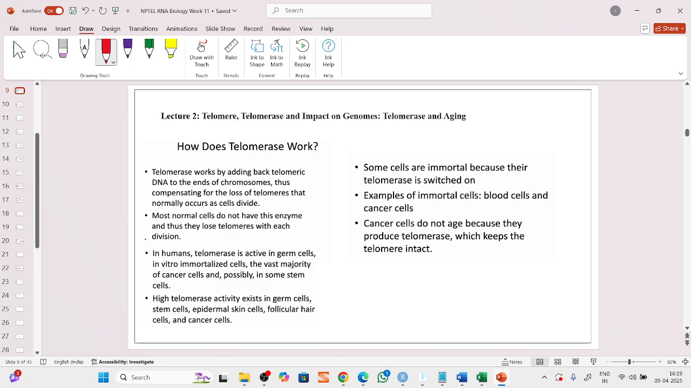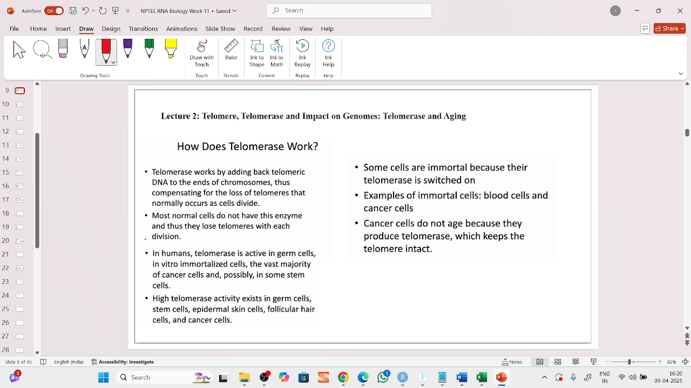But this doesn't happen. In humans, telomerase is active in germ cells. In vitro immortalization, okay. The vast majority of cancer cells and possibly some stem cells. In vitro, if you are making any cell immortal, then the telomerase would be active. Or you have any tumorous cells. In tumorous cells also, the telomerase activity is very much there. And maybe in some stem cells, the telomerase activity is there.